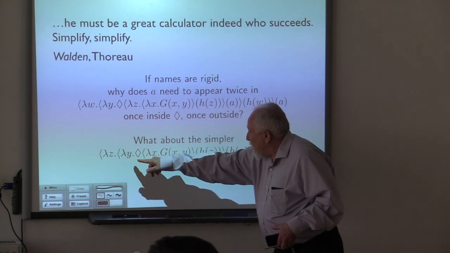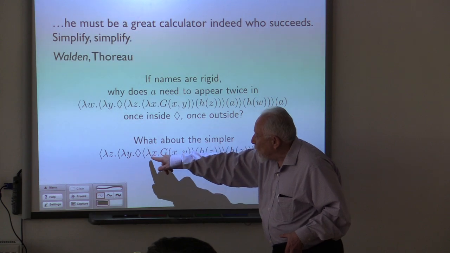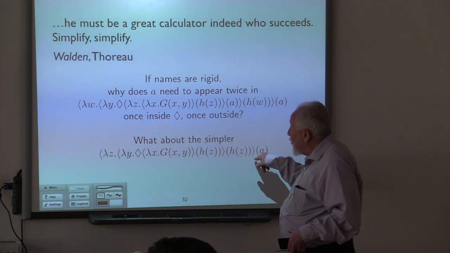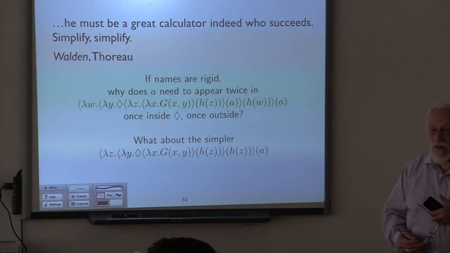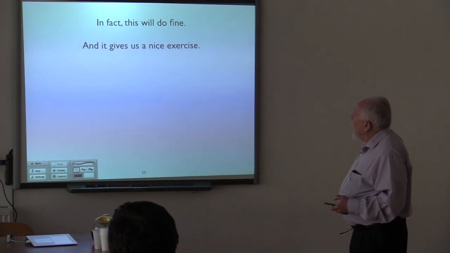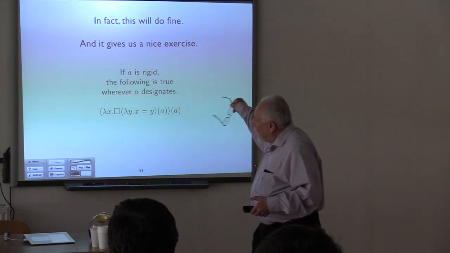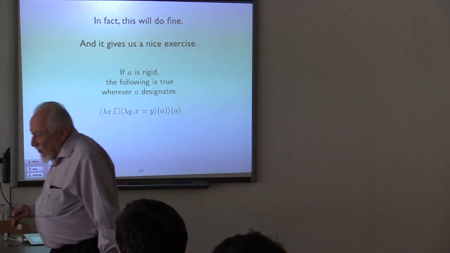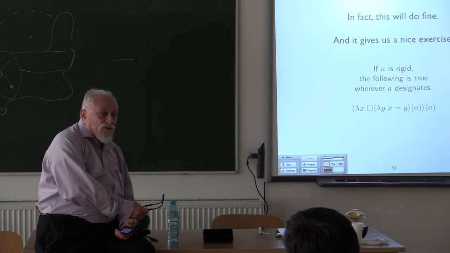So Y evaluates H before you move to a possible world, and X evaluates H after you move to a possible world, both at A, which is the same no matter which. So this should behave like the other one. And it's a nice exercise. I had something like this down before. I said if A was rigid, you'd have something like this.